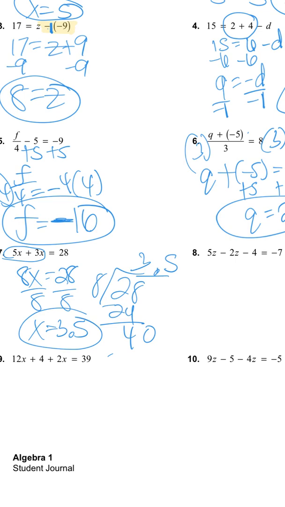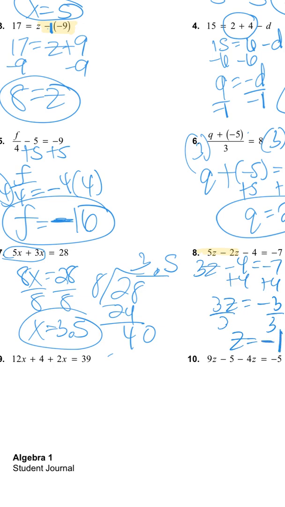So x equals 3.5. Here we can combine this 5z and negative 2z. So 5z minus 2z, 5 minus 2 is 3, minus 4 equals negative 7, plus 4. So 3z equals negative 3. Because 7 is larger, we're going to keep the negative. Divide by 3, z equals, well, 3 will go into 3 one time. Negative divided by a positive is a negative, so z equals negative 1.